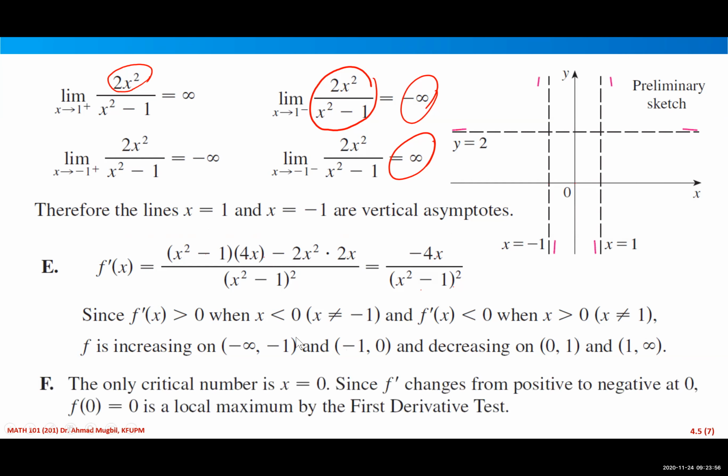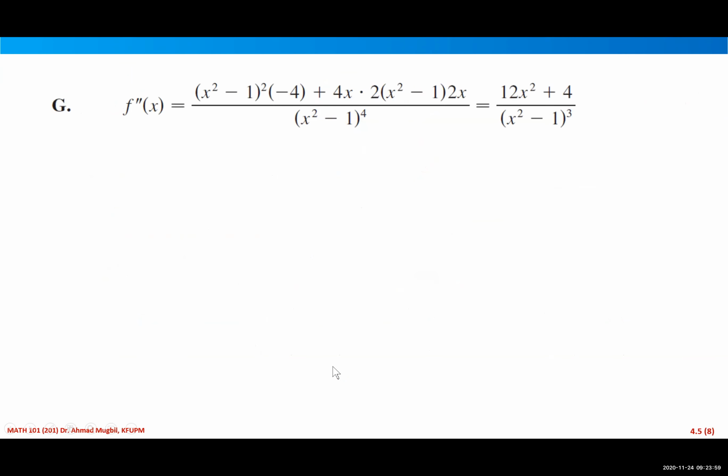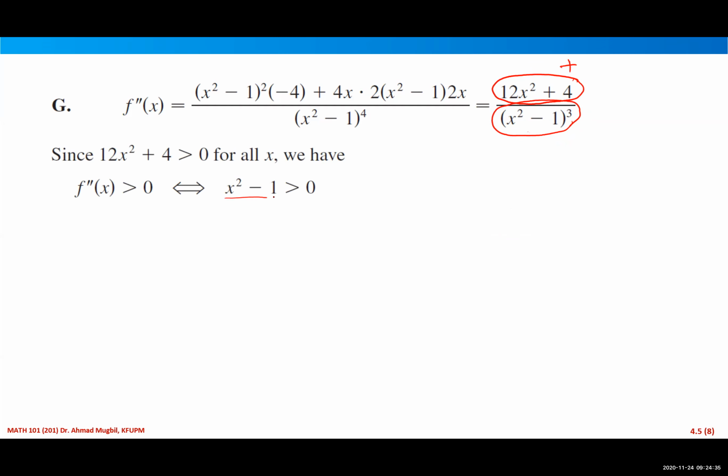Now, what else? We said that the only critical number is 0. Now, if you want to know where it is concave up and down, find the second derivative. It will take time because it is a rational function. So if you look at the second derivative, what do we need to know now, ya shabab? We need to know where it is positive, where it is negative. So if you look here, this is always positive. It will never ever be 0 even. So we need to just worry about this, where it will be negative if this is negative, okay? So in that case, it will be negative if x squared minus 1 is negative, and it will be positive if x squared minus 1 is positive.